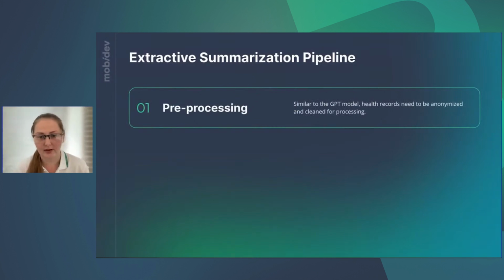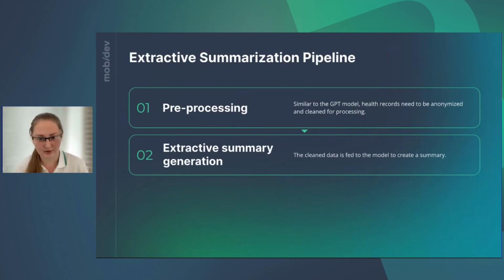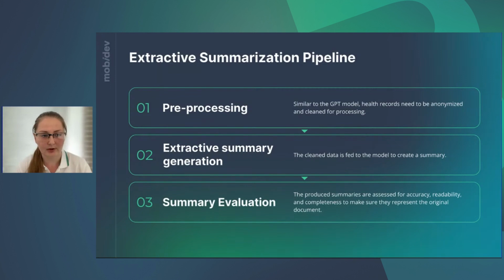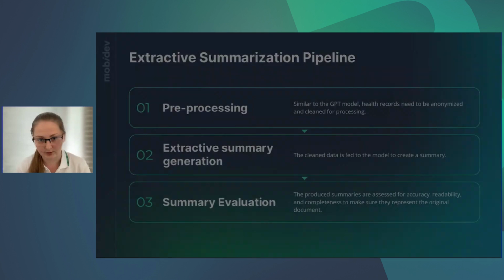Pre-processing, same thing. Once again, anonymizing data, cleaning it up if needed. Then we have extractive summary generation, which is a model applied to the text. You might need to do additional pre-processing for that, but it depends on the model you are choosing and on the results you are getting. And after the summary is generated, you are evaluating it, checking the readability, maybe adding some post-processing step to make it sound better, and so on. So that would be the alternative solution for this case.